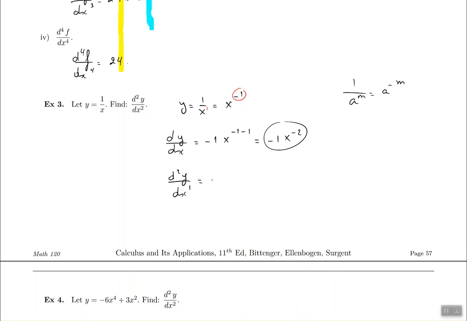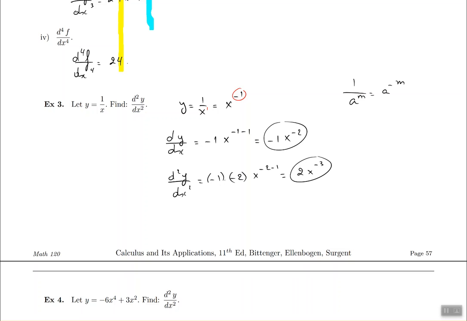Now for the second derivative, d2y dx2, we again look at the circled answer and we differentiate it. So there's a negative 1 already there. The negative 2 is going to come down and it's going to get multiplied with the negative 1. Then we subtract 1 from the power that's already there. So the total should be 2x to the power of negative 3. And that's basically the end.